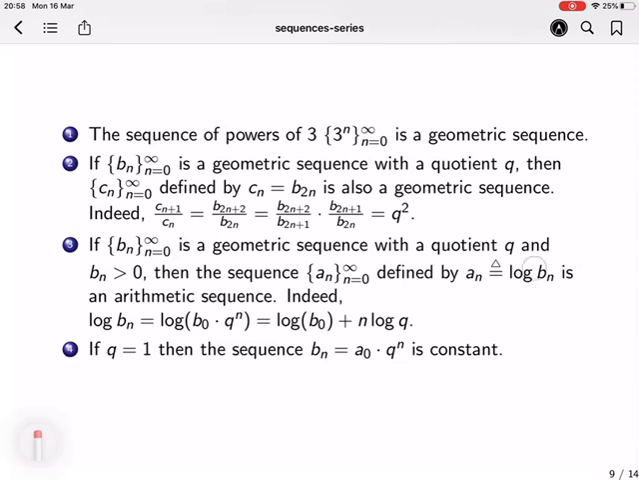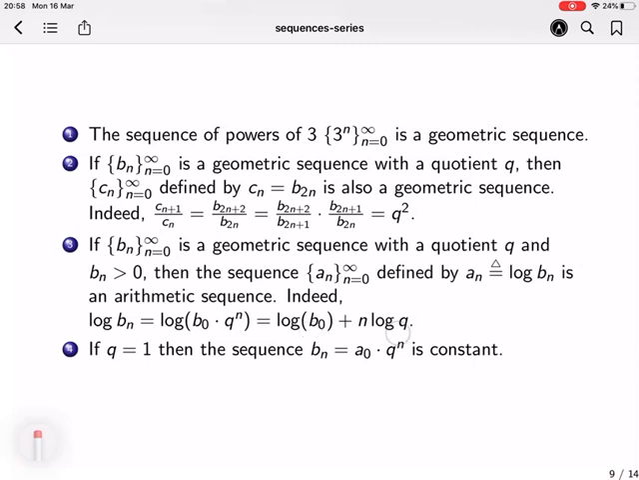Now, I'm taking these logs and I'm looking at An, and I claim that An is an arithmetic sequence. Why is this? Well, look at what is the log of Bn. Bn equals B0 times q to the power of n. So the log of Bn is the log of B0 times q to the power of n. The log of a product is the sum of the logs. So log of B0 I write over here, and then I take log of q to the power of n. But log of q to the power of n is n times log of q. So this would be A0, the first element in the arithmetic sequence An, and this would be my difference.